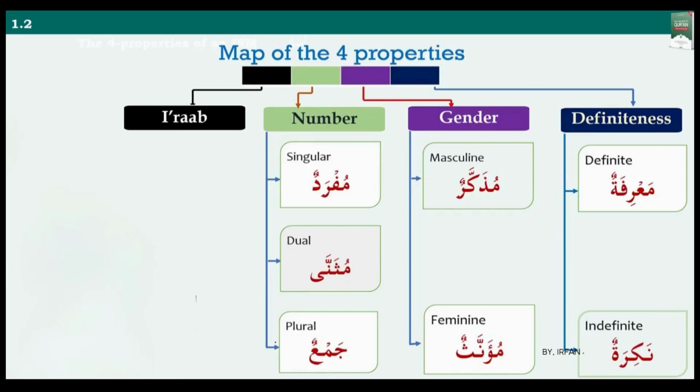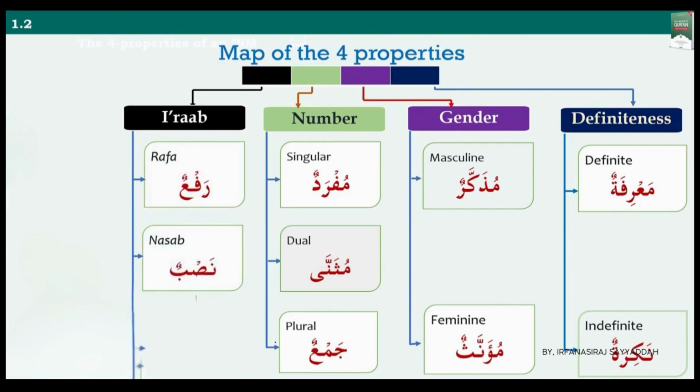4 properties. As far as the third one is concerned, it is completely unique. So in the next video, we will go through it in detail. For now, please note there are 3 subcategories as far as i'rab is concerned. And ismun can be rafa, or it can be nasab, or it can be jar. Rafa, nasab and jar. Just note those 3 words for now, inshallah. Don't worry about their meanings, etc.